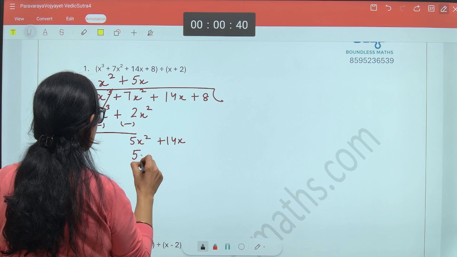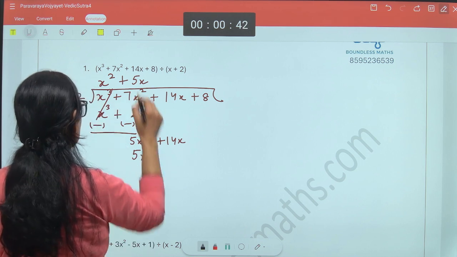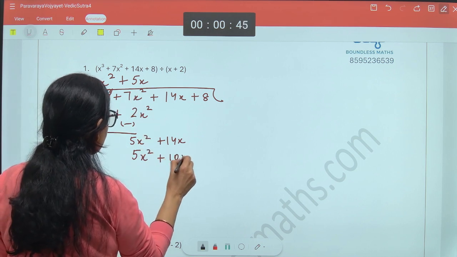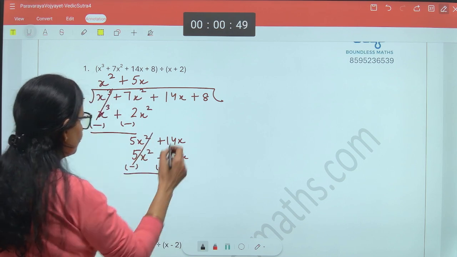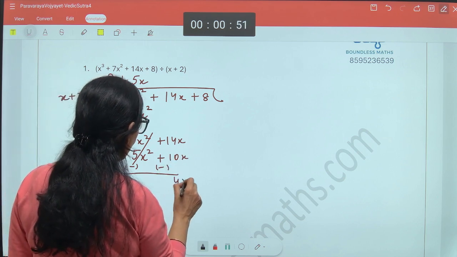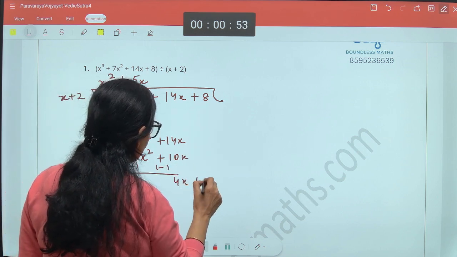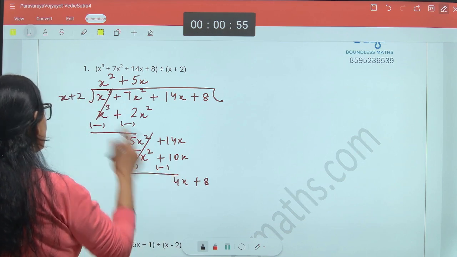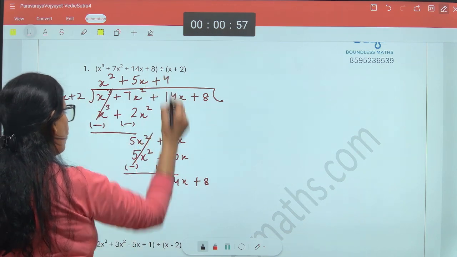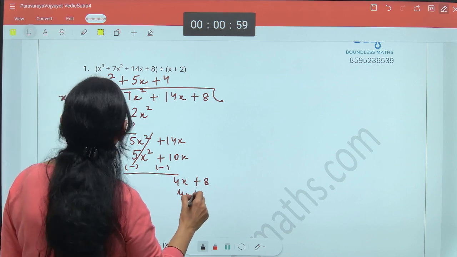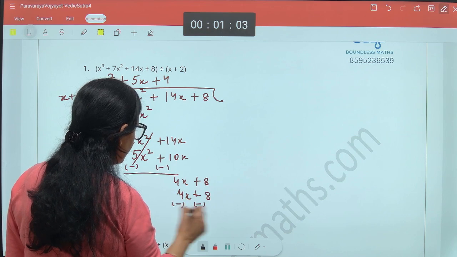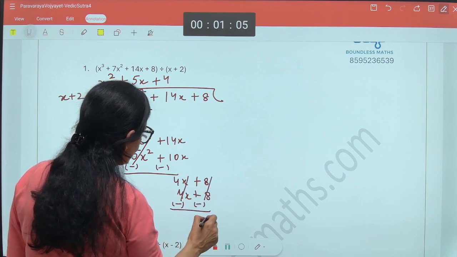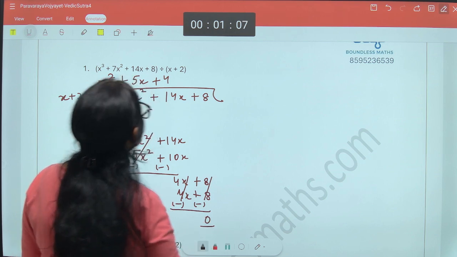So next 5x square plus 2 into 5x gives me 10x. And again you change the sign, this gets cancelled, 14 minus 10 is 4x. Bring down the last term, that is 8. 4x divided by x gives you 4. So this is 4x plus 4 to the 8. Again change the sign and cancel both these terms. So the remainder is 0.